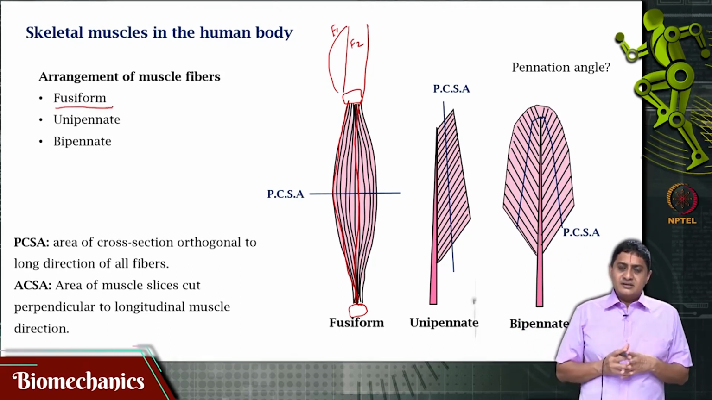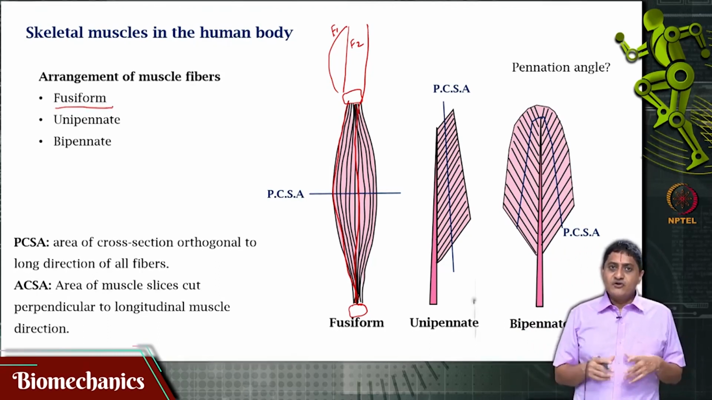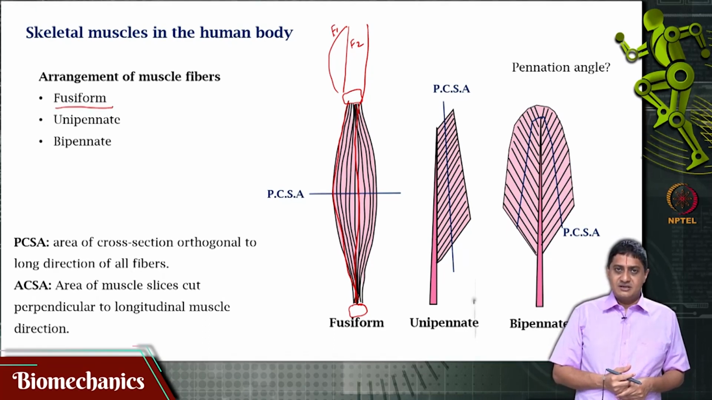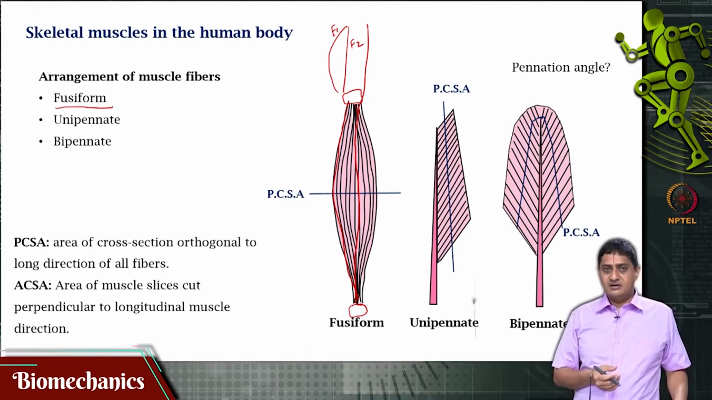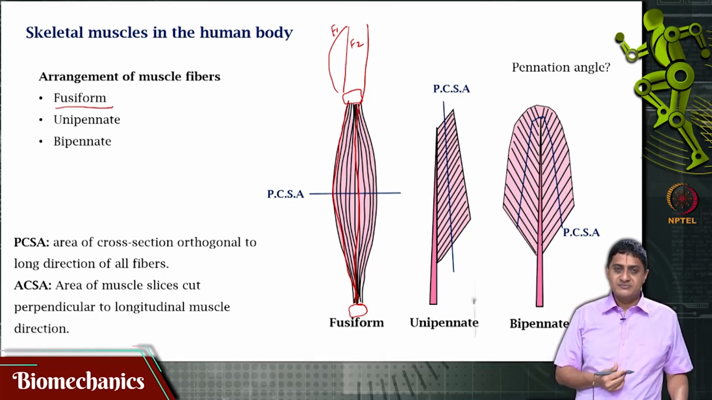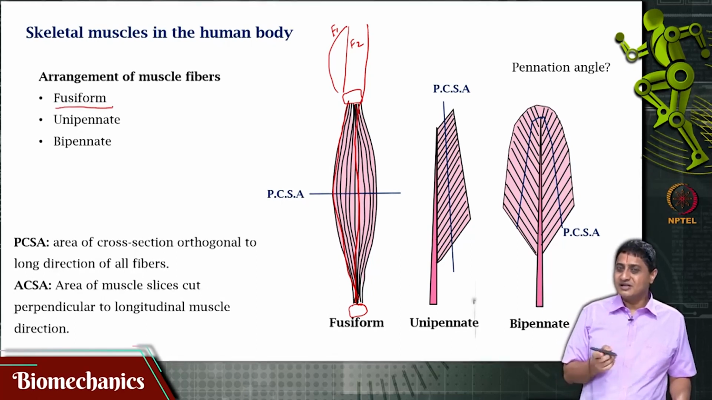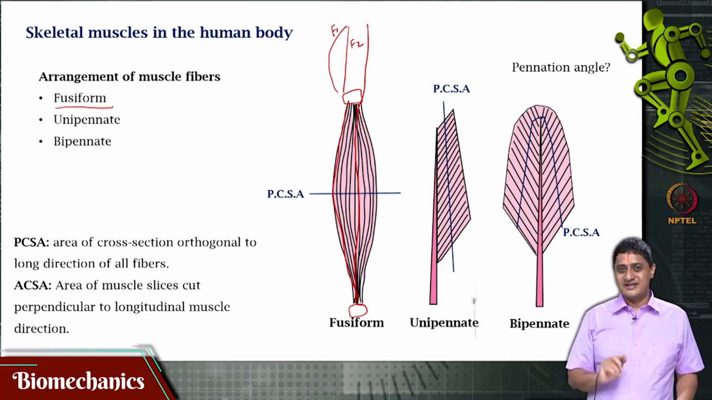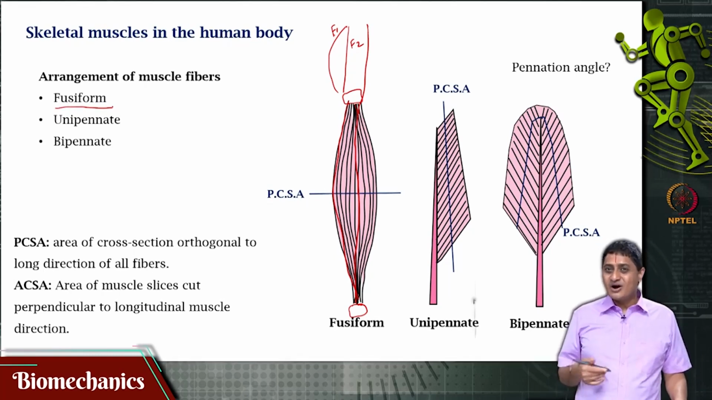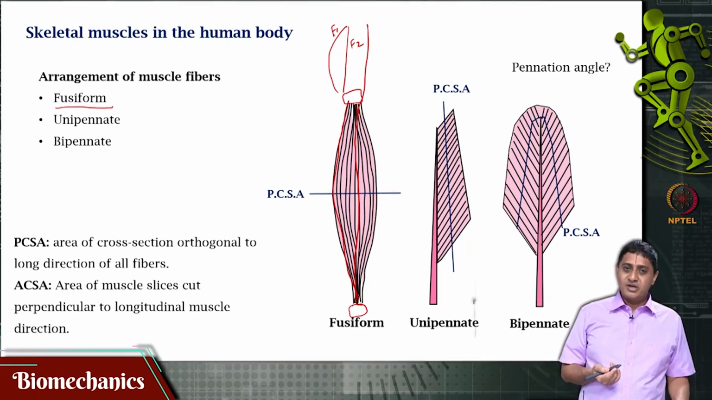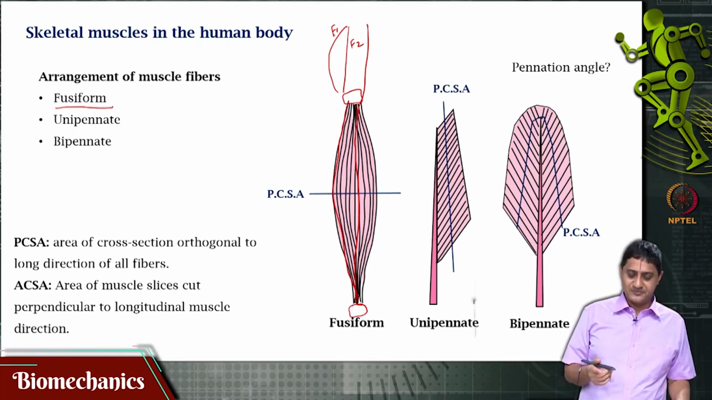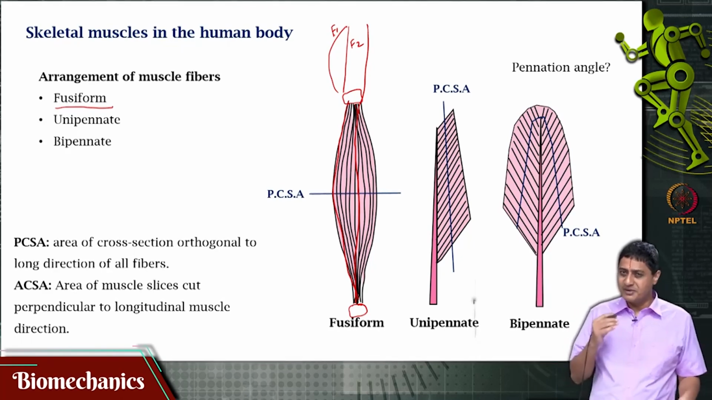An important determinant of the force that is produced by a muscle is its cross-sectional area. But when you say cross-sectional area, it is not clear which cross-sectional area you are talking about, a question that comes up many times. Why is that? Because there are two types of cross-sectional area, depending on the type of muscle. Let us look at this in a bit more detail.